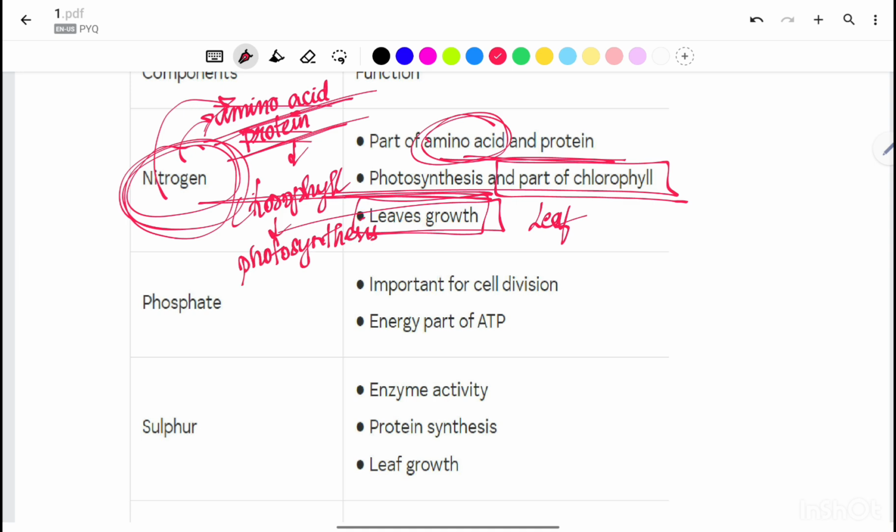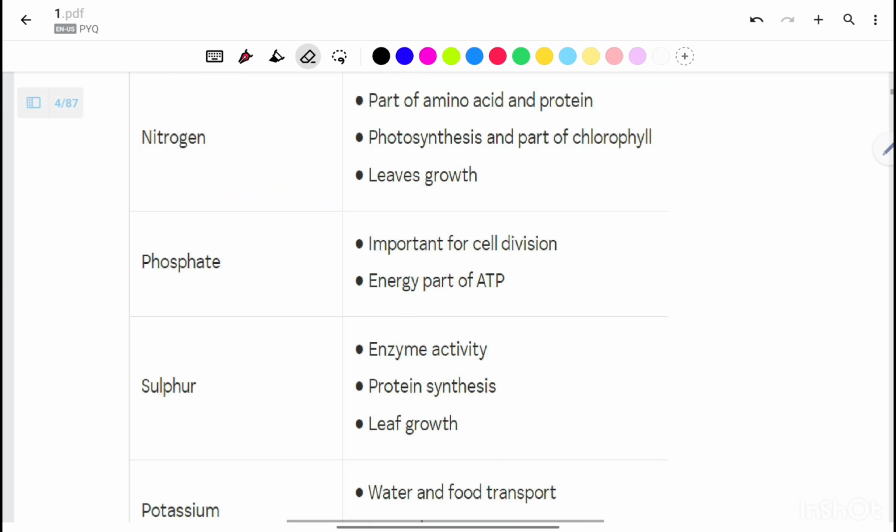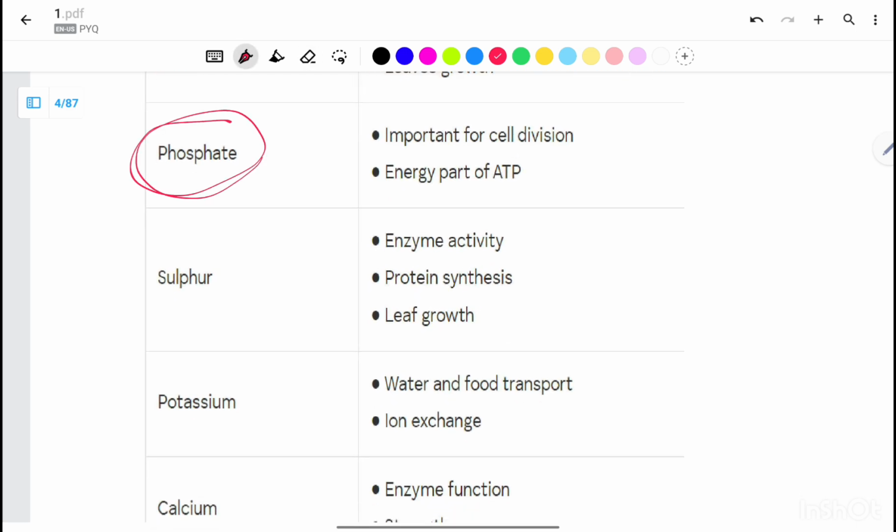Here the leaves growth is important. Amino acids and protein, photosynthesis and part of the chlorophyll, leaf growth. Now, why are phosphates important? Phosphorus is important for cell division, and it is the energy part of adenosine triphosphate, ATP. ATP are energy cells. So phosphates are important for cell division, as well as being the energy part of the ATP.